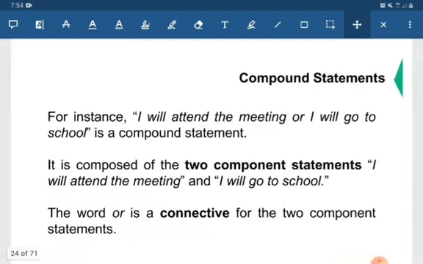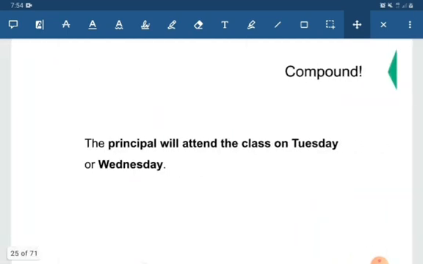For instance, I will attend the meeting or I will go to the school. This is composed of two sentences or statements rather, di ba? The first being, I will attend the meeting. The second one, I will go to school. Using the word or, using that connective, you were able to join them. So now you have a compound statement. Another one, the principal will attend the class on Tuesday or Wednesday. Composed of two statements, namely the first one, the principal will attend the class on Tuesday, and the second one, the principal will attend the class on Wednesday. Okay.